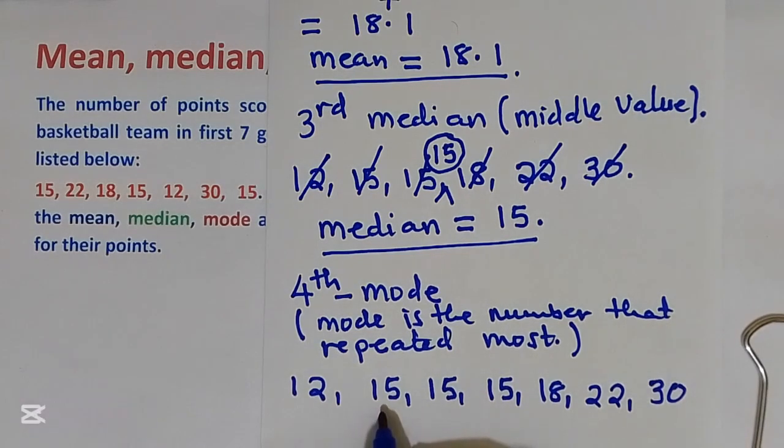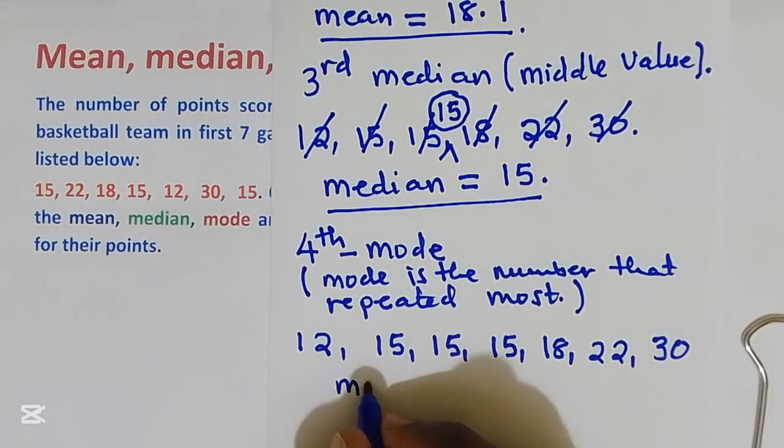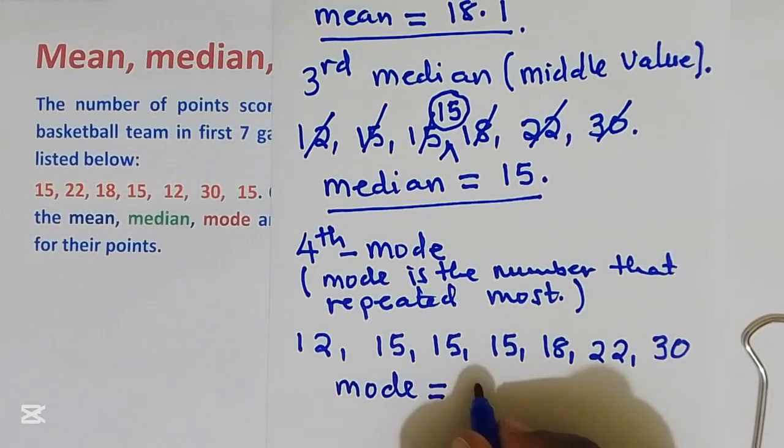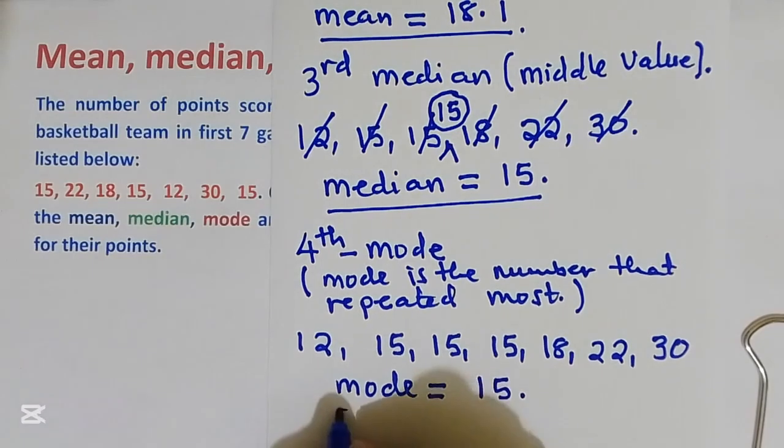You can see that it is repeated 1, 2, 3 times. So mode is equal to 15.